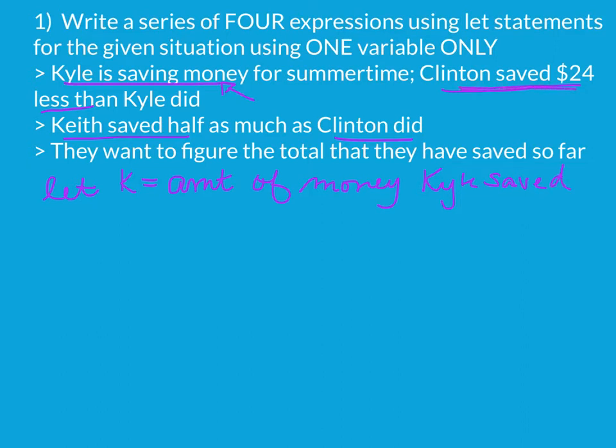The next thing is that Clinton saved $24 less. If something's less than, it means we're going to be taking away. So we're taking away 24. So we're going to say let K minus 24 equal the amount of money Clinton saved.